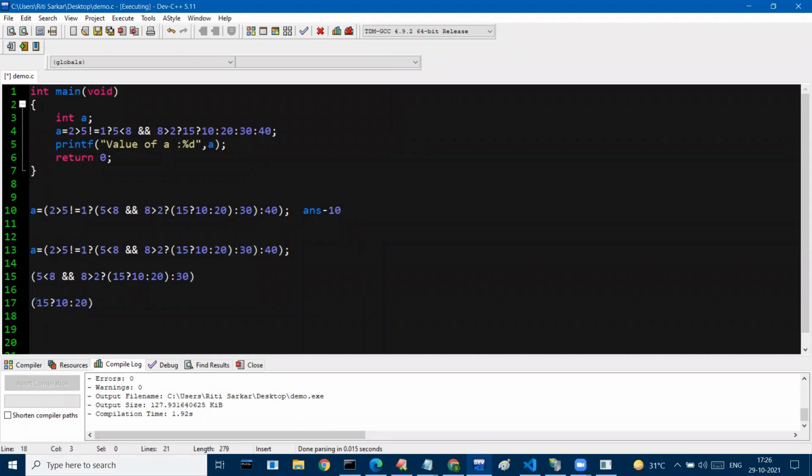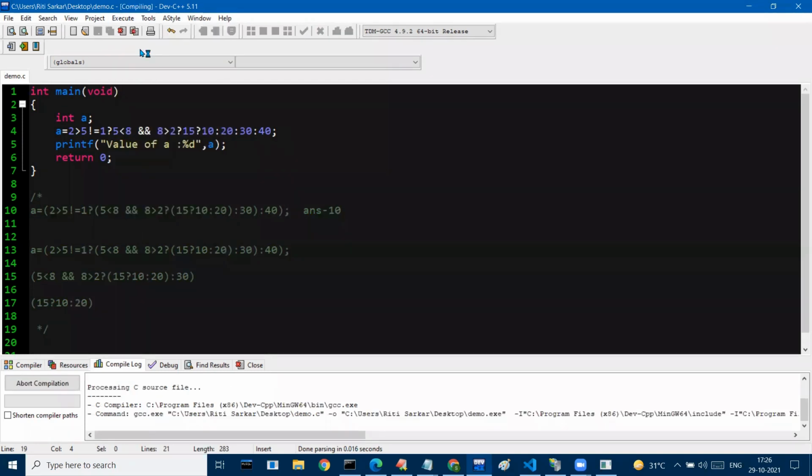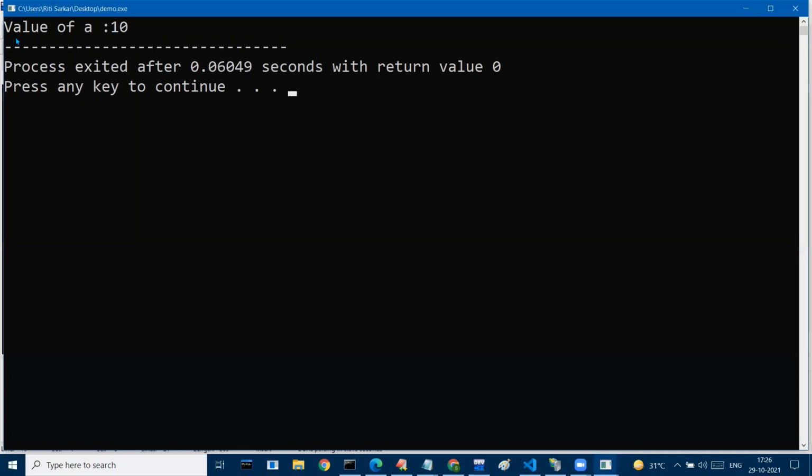Next, here, this is my expression 1, which is a true value. Then which part will be considered as the answer? Expression 2. Then what should be the answer? 10. So this is perfectly okay. Very good. Let us verify it once. Execute, compile and run. The value of A is 10.